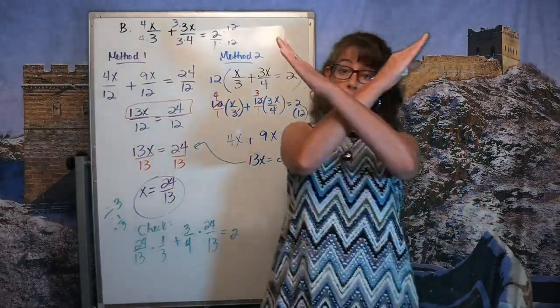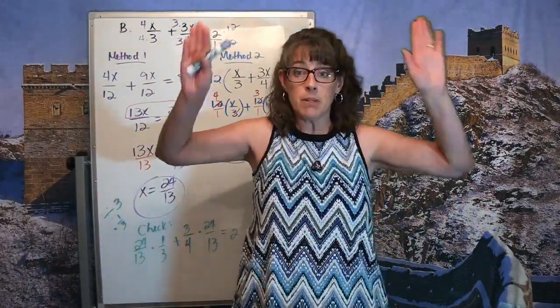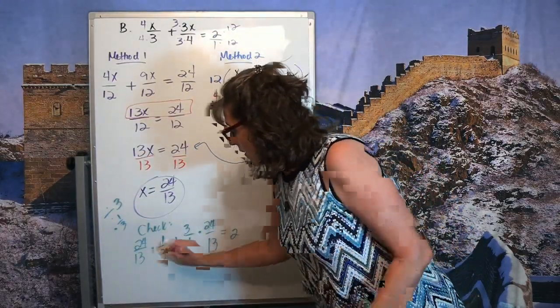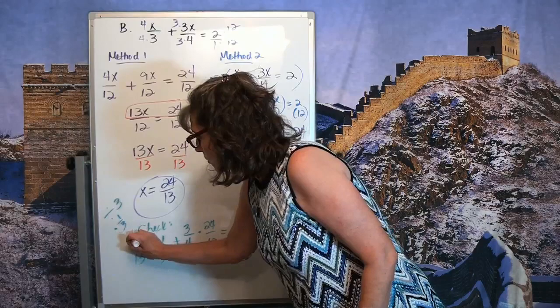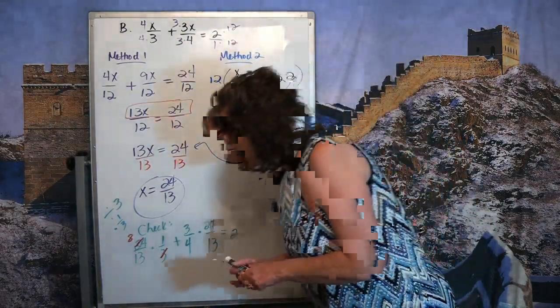Now remember, multiplying fractions means cancel on those diagonals, cancel up and down, and then shoot straight across. So when I look at those diagonals, 3 goes into 3 once, into 24 8 times, and that will leave me with an 8 over 13.